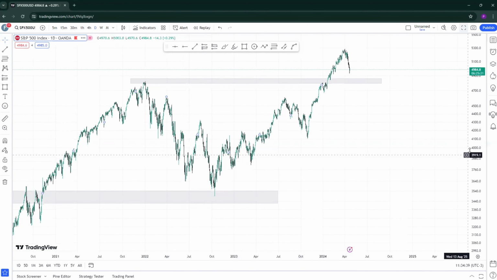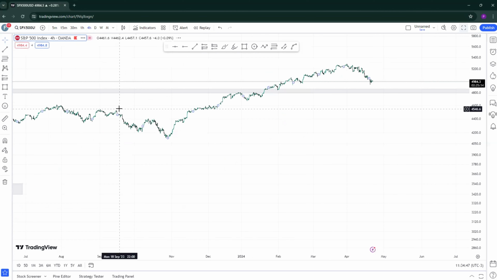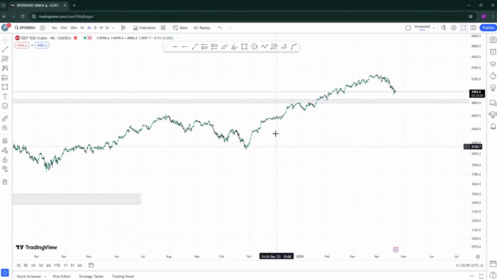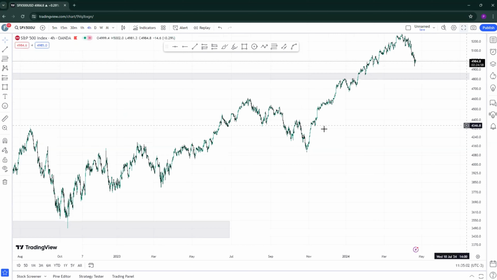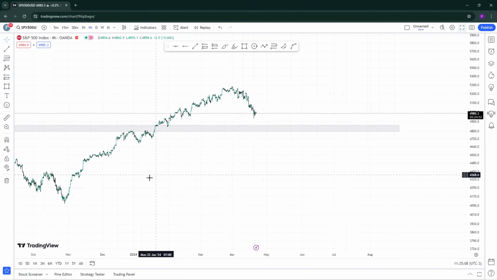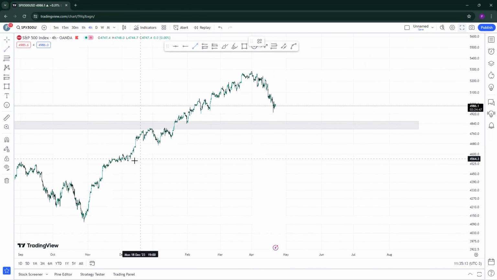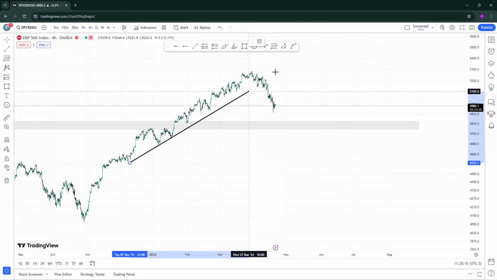After identifying our psychological areas, we will scale down to the 4-hour time frame. This is a step-by-step movement from the weekly time frame to the daily time frame, then moving to the 4-hour time frame. On the 4-hour time frame, that's where we are going to do most of our analysis. And we can clearly see that the market is in a bullish trend right now.